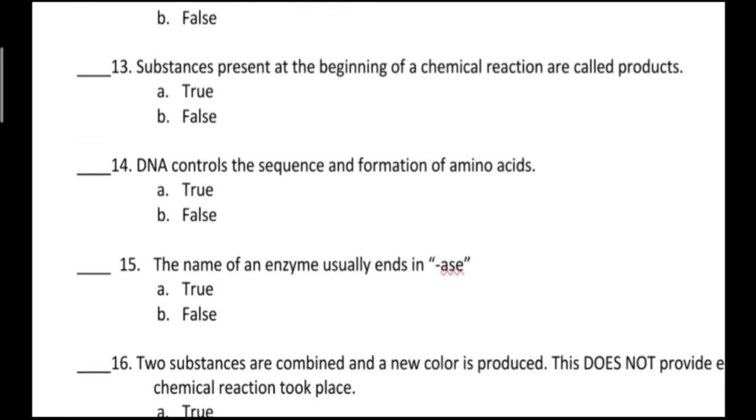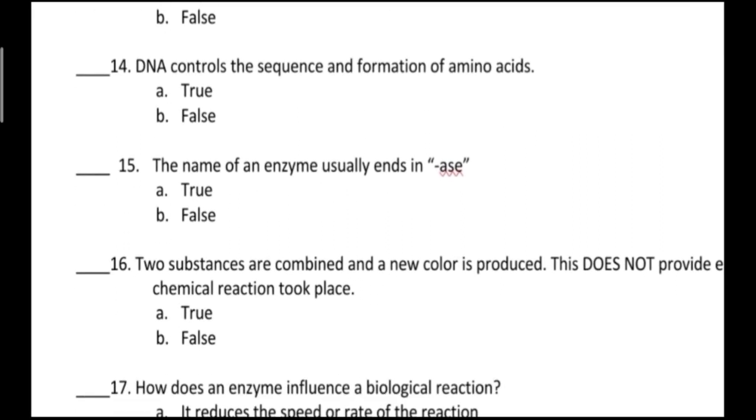Next one, substances present at the beginning of the chemical reaction are called products. No, before the chemical reaction, we call these substances reactants. Products are the results of the chemical reactions. So this is false. They are called reactants. Number 14.